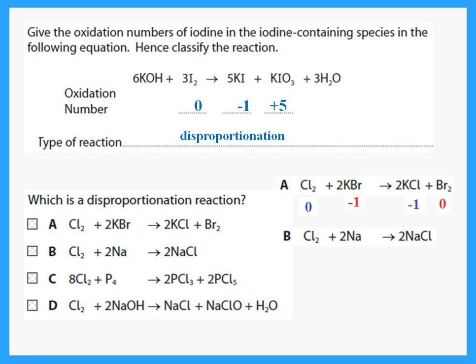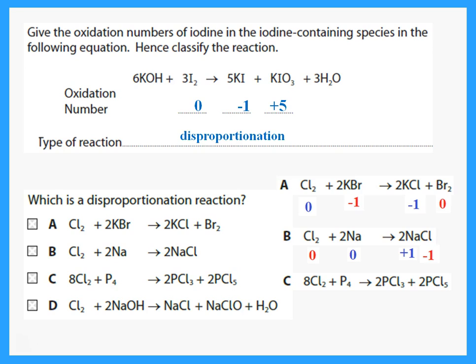The second one, I have chlorine. Chlorine as an element is 0. It changed to what? It changed to -1. The sodium as an element is 0. It changed to what? Sodium is a group 1, so in its compounds it is +1. So what has happened? The chlorine has been reduced, the sodium has been oxidized. This is a normal redox reaction.